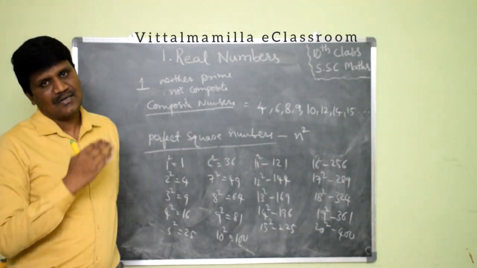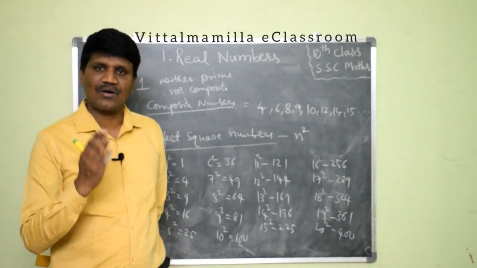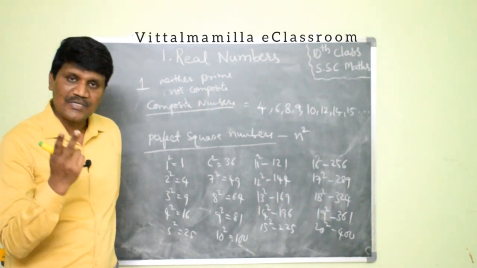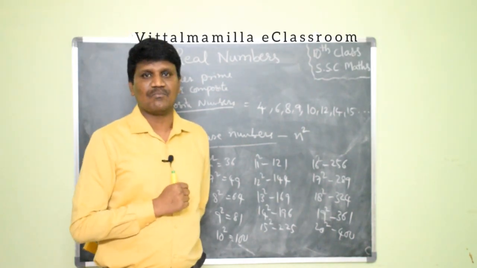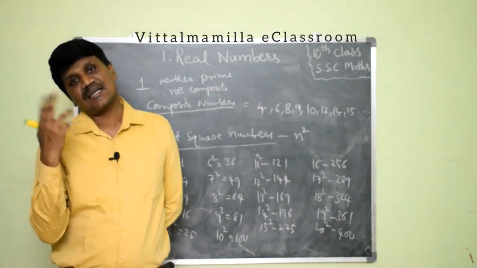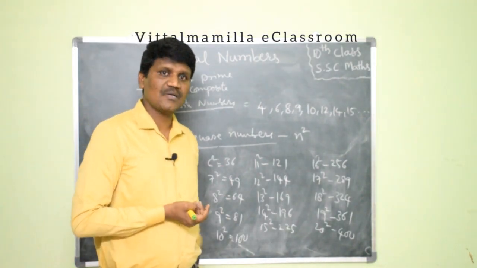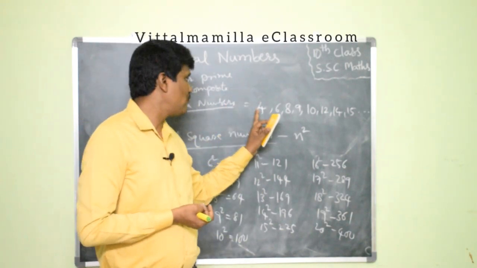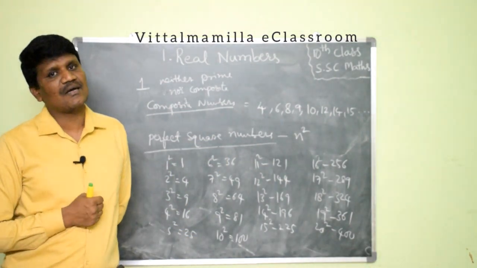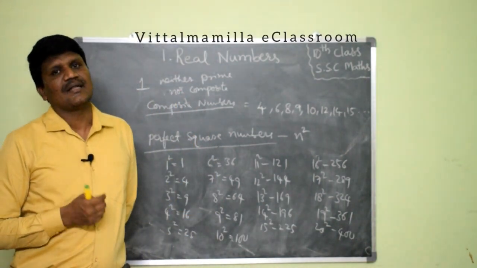The prime numbers from 1 to 100: how many prime numbers are there? Total 25 prime numbers from 1 to 100, and 1 is neither prime nor composite, and 2 is the only prime which is an even number. Next is the composite number: a number which is not prime is called a composite number. The least composite number is 4. Next is perfect square numbers: a number in the form of n square is called a perfect square number. So this is about the introduction to number system.